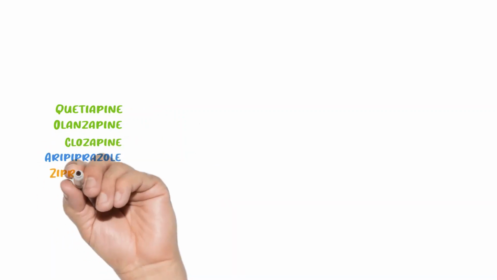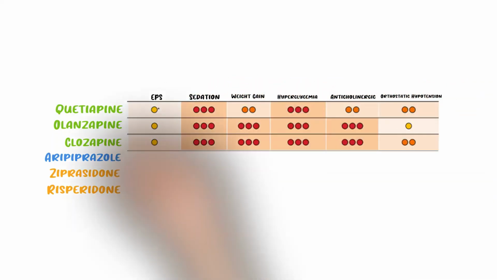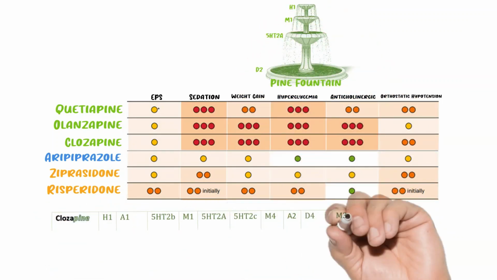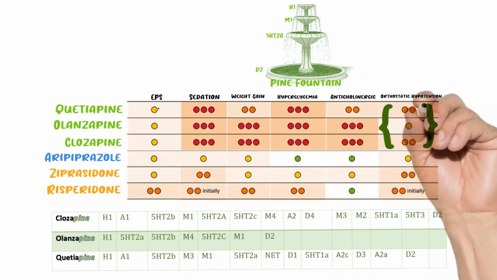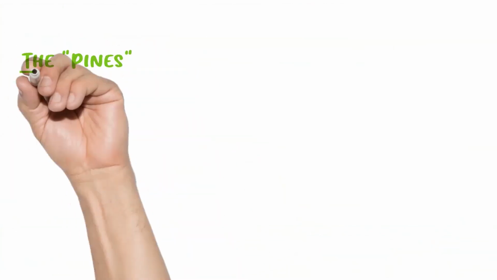And then to take the differences between the drug classes one step further, let's go back to the antipsychotic side effect chart, and let's pull up the pine class. So for the pines, we can look at the orthostatic hypotension, and we see for clozapine it hits A1 and quetiapine it hits A1, but the A1 receptor is missing for olanzapine, and sure enough, that's reflected in the side effects. We see the quetiapine and clozapine have 2 dots and the olanzapine has 1 dot.